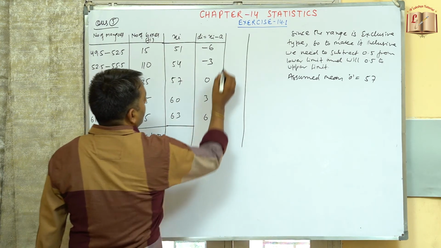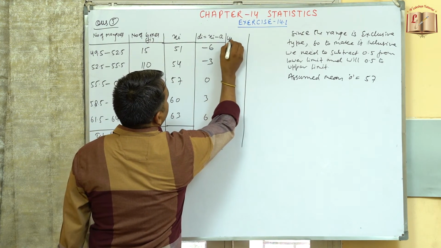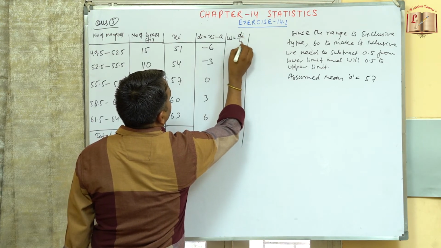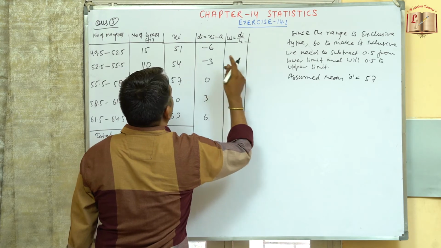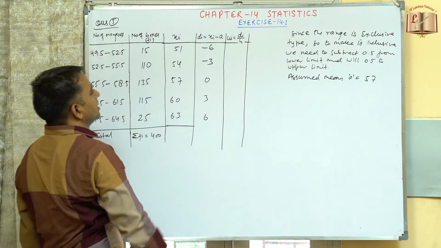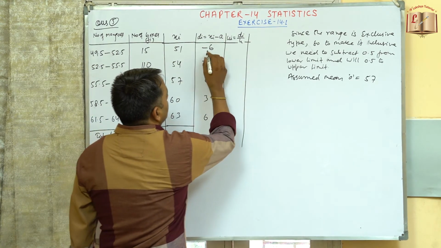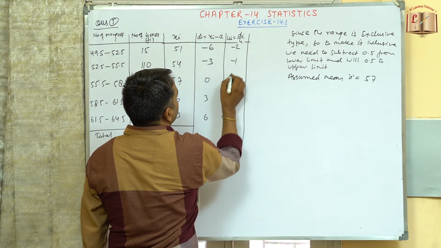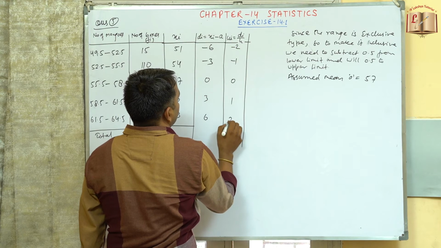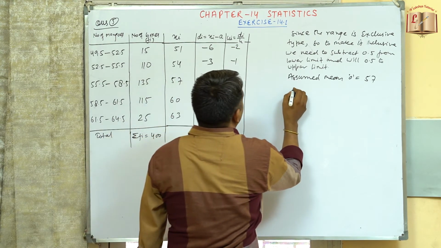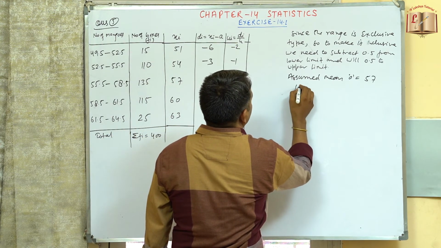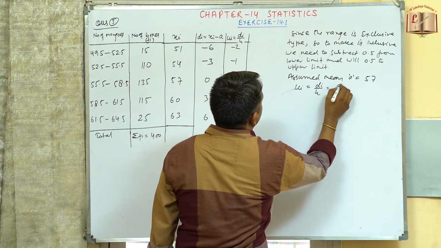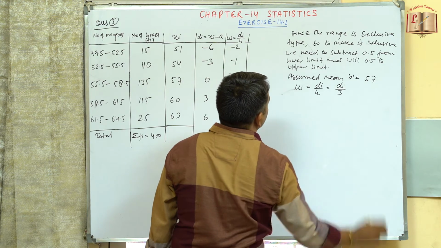In the next we can calculate ui as di by h. So here h is again 3. So on dividing by 3 to this, so this will be minus 2, minus 1, 0, then 1, then 2. You can write it down, ui is equals to di by h, or this will be di by 3.